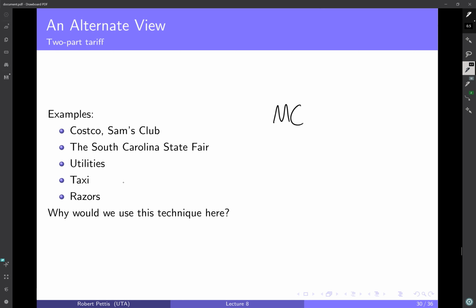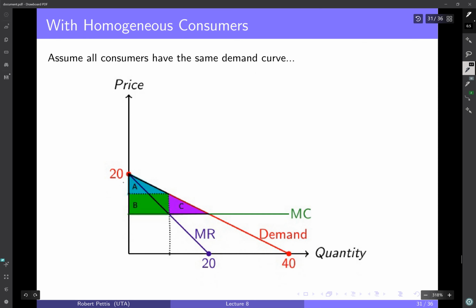All right, so for example, you pay for a membership to Costco or Sam's Club. If you want to go to a fair, you pay for entry to the fair a lot of the time. Of course, they can price discriminate with that too. And then maybe you'll pay for the tickets for your rides afterwards. How about a taxi or Uber, right? You're going to pay a minimum price to get started, maybe $5, and then you'll pay an amount for each mile afterwards. How about razors? You might buy the actual stick for the razor, but you'll buy the heads for the razor separately, right? So these sorts of things are two-part tariffs, okay?